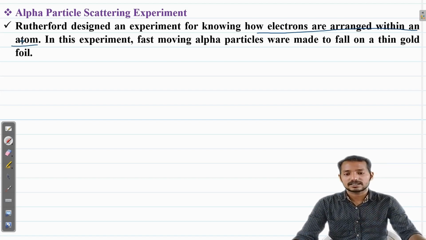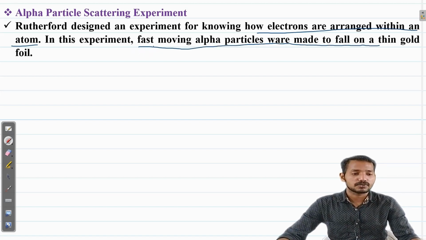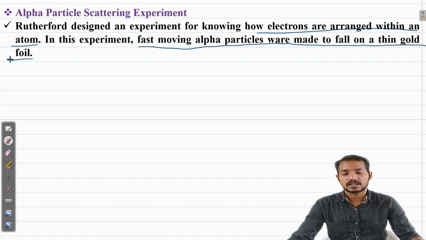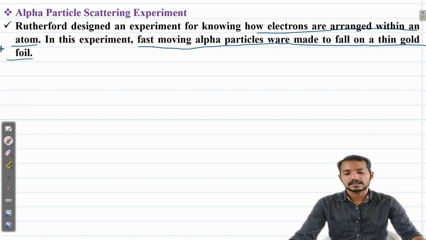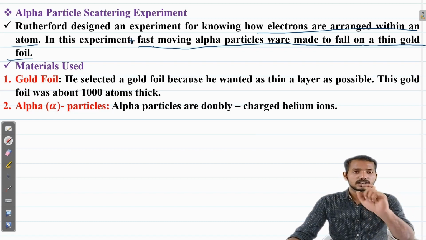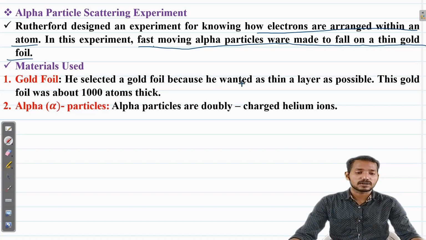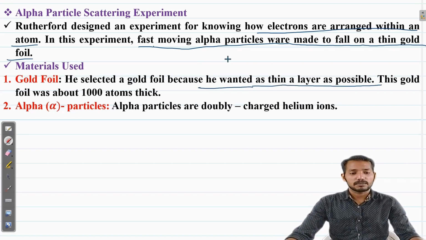For that he arranged an experiment, and in this experiment, fast moving alpha particles were made to fall on thin gold foil. That means he used two materials. One is gold foil and another one is alpha particles. He selected gold foil because he wanted it as thin as possible. Why? Because gold has high malleability.